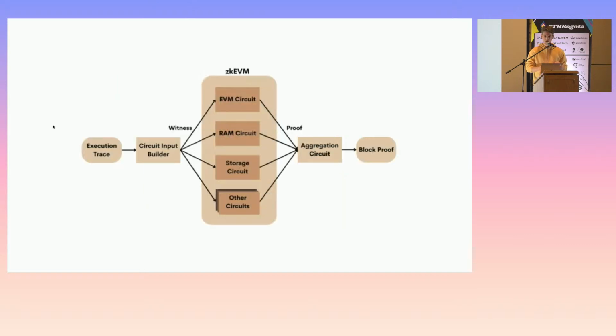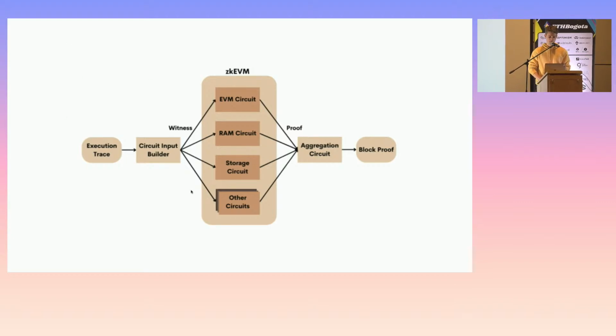And if we zoom into the roller itself, what is the workflow of the roller? The input for the roller is the execution trace. For the block, you could imagine that we generate all kinds of information about the execution of the block. That includes all the opcodes that were executed, all the storage entries that were updated, all kinds of information. And that is the input for the circuit.